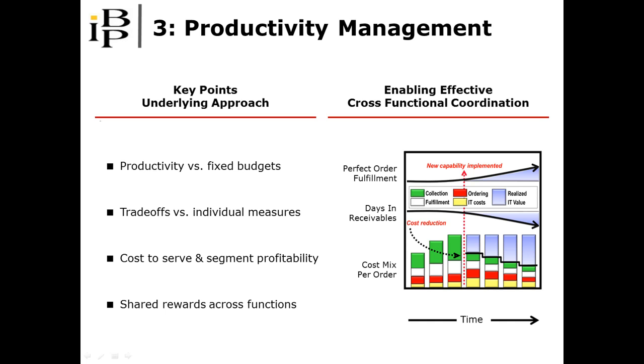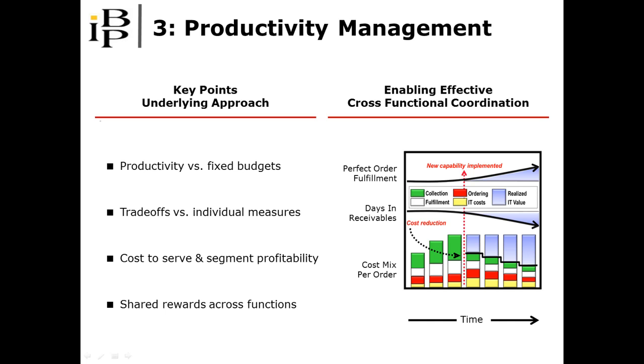The first thing to note is the ability to forecast cost per order across multiple functions and entities. Underlying this is the ability to forecast the total cost and activity volume of the process and underlying activities. The second thing to point out is the ability to focus people on trade-offs between conflicting objectives. In this case, cost per order, perfect order fulfillment, and days in receivable.